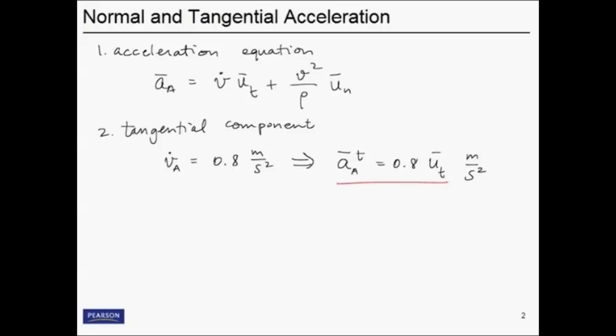Now step 3 requires a little bit more work, so let me go ahead and start a new page here so you can see the whole thing. So step 3 is to do the normal component of acceleration. And in order to do that, you remember that the equation had both a velocity term, which we already know, it was 200 meters per second, and also had a radius of curvature term. So that's what we're going to focus on here. So the question is, what does that radius of curvature look like?